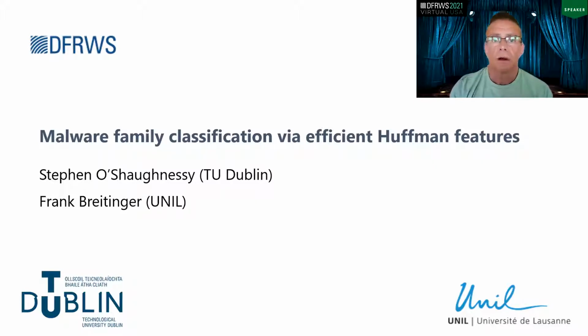So to give you an idea of what this paper is about, Efficient Huffman Features, or EHF, is essentially an algorithm based on compression. The idea was to produce a machine learning ready feature set without the need for any kind of manually intensive pre-processing, feature extraction and feature generation steps.